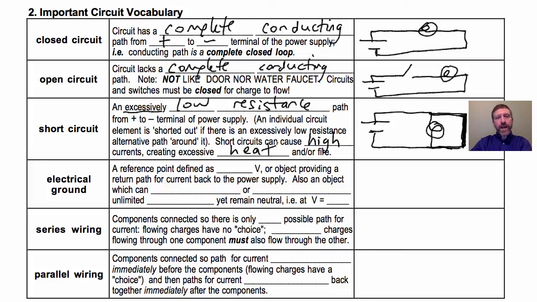An electrical ground is next, and that's a reference point defined as typically 0 volts. You could really make anything your ground if you want. It could also be an object providing a return path for current back to the power supply. We'll see that in a minute. Another way of saying what a ground is, it's an object which can donate or accept unlimited charge, positive or negative, yet remain neutral, i.e. at V equals 0. So electrical grounds are typically used in something like a car.